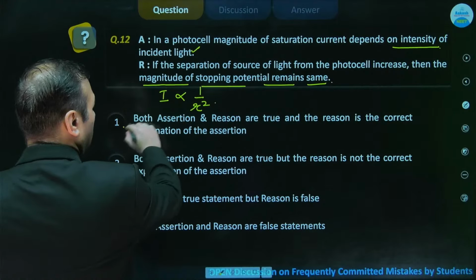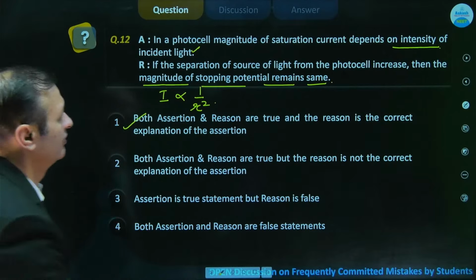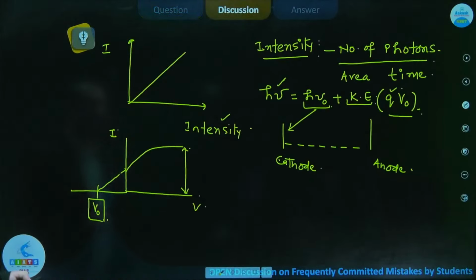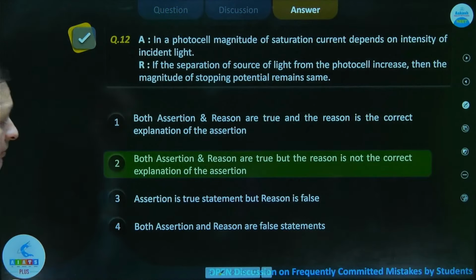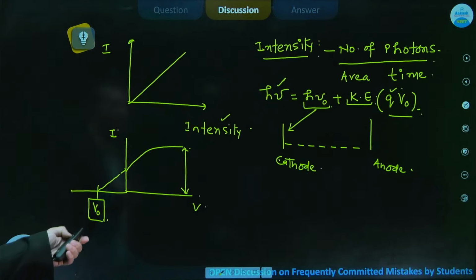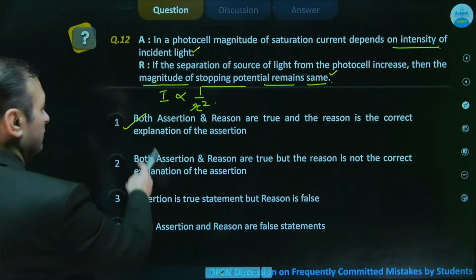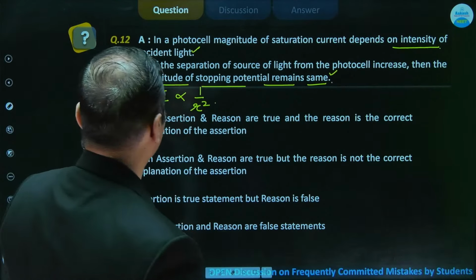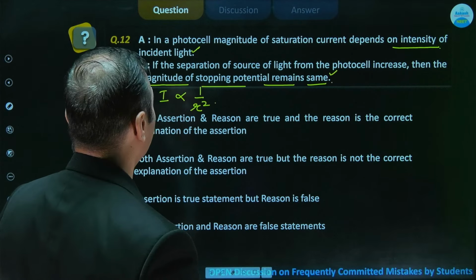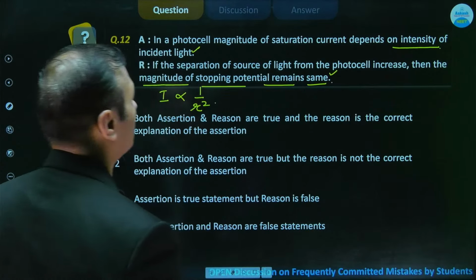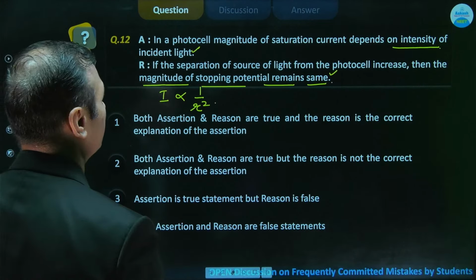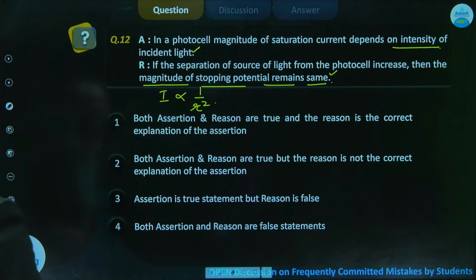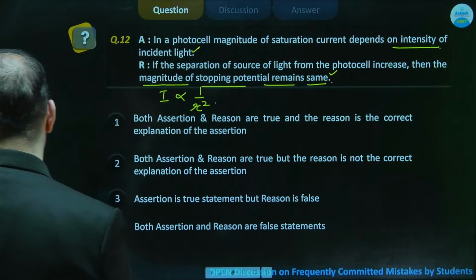So both assertion and reason are correct, and reason is the correct explanation for this. But sorry, reason is not the correct explanation. Then the magnitude of stopping potential remains same. Photocell stopping potential is independent of intensity. You got it?